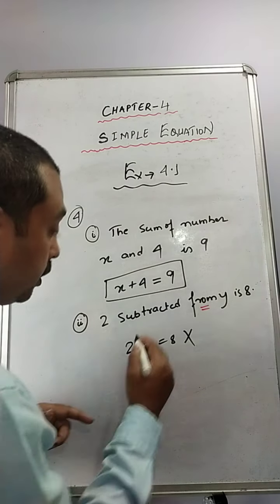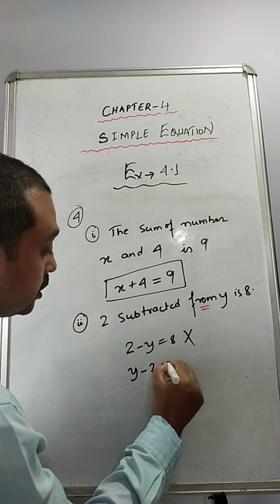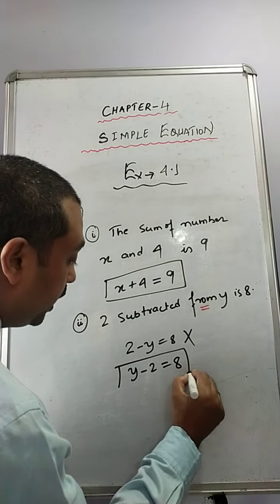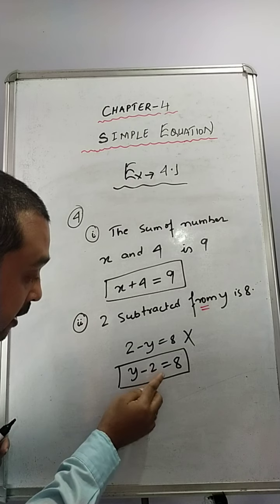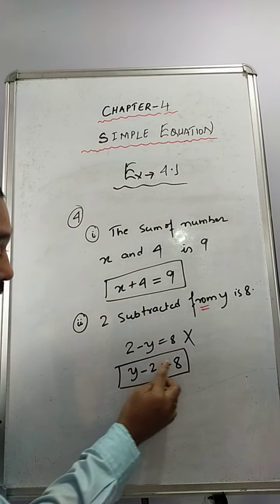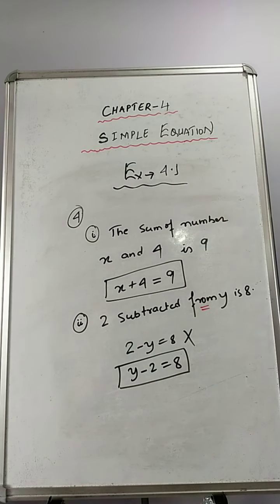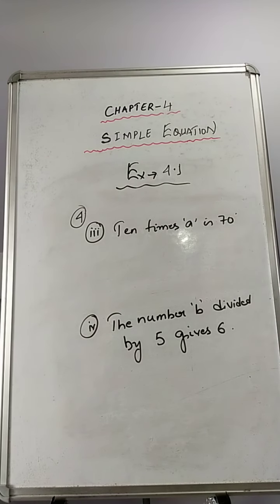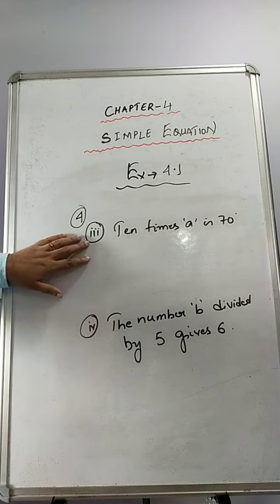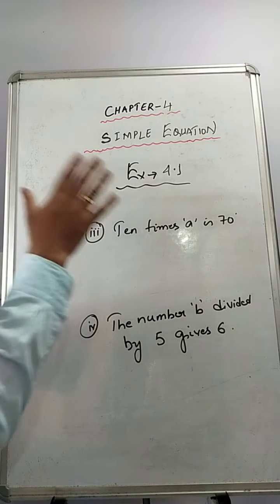So what will be the equation format? y minus 2 equals 8. This is the required equation, students. That means 2 subtracted from y will give you 8. Very important. Now let's move on to sum number 3. On the screen you can see that I have written sum number 3 and sum number 4. Let's solve sum number 3 first.